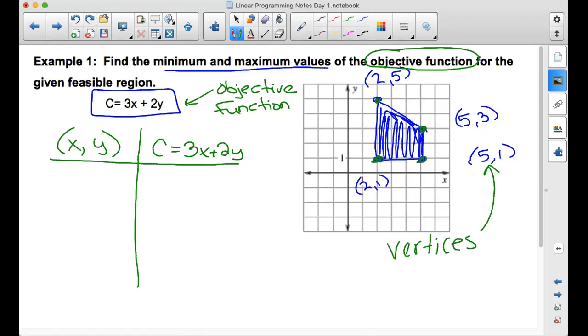The lowest values, I said C for cost, because when I see C, I just think cost. That's just a math thing, I guess, that I think about when I write functions. So see if you can take the ordered pairs that are up here, those vertices, and find out which ordered pair gives us the maximum and which one gives us the minimum value.